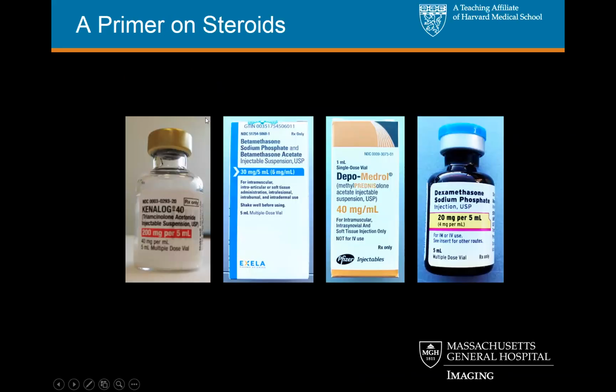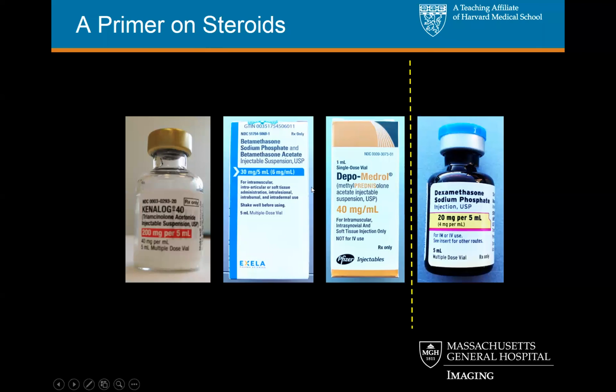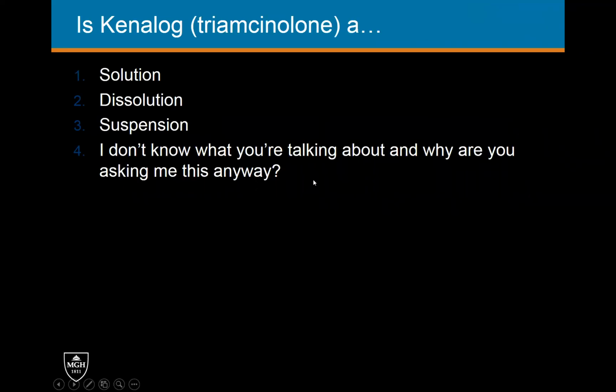All right. And last but not least, just a quick primer on steroids. If you look in the literature, there's a pretty broad range of things that people use. But the main difference between the two sides of the yellow line is that the left side are one of these things. And actually, I'm just going to skip ahead because of the time, but basically it's a suspension. And what does that mean exactly?